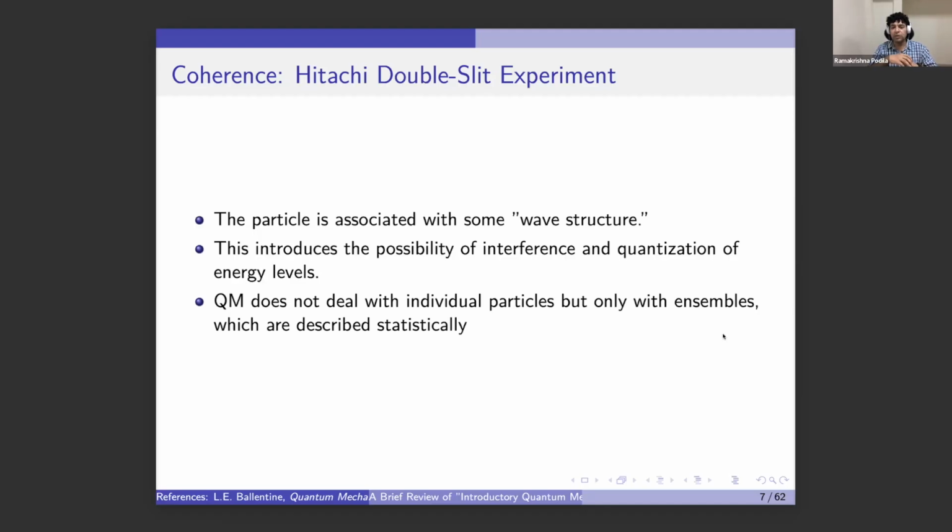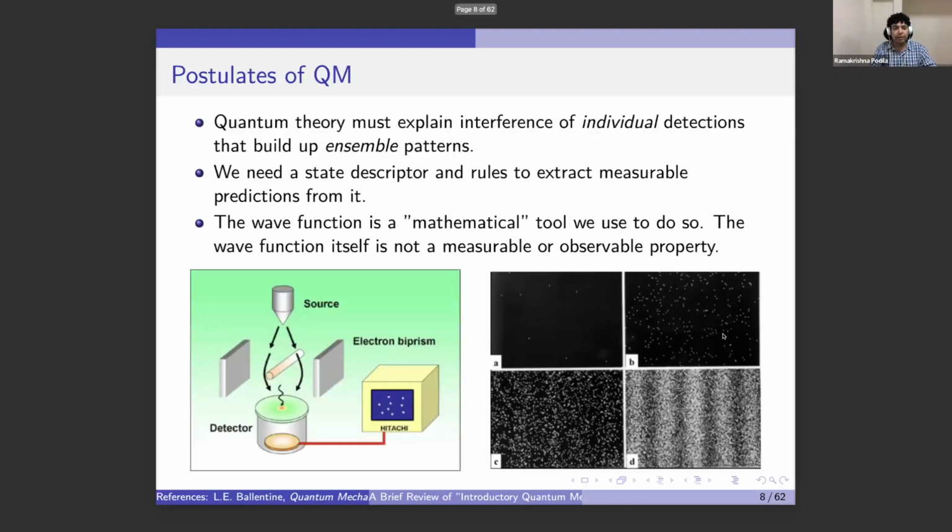So this wave structure that is associated with the particles introduces the possibility of interference and the quantization of energy levels. So these three essential features, discreteness, diffraction, and coherence, are the three essential features for quantum mechanics. So quantum mechanics, as you have seen in this experiment, is not dealing with individual particles, but it is only dealing with statistical results. So it is only dealing with ensembles, which are described statistically. So it should not be mistaken for single particle measurements.